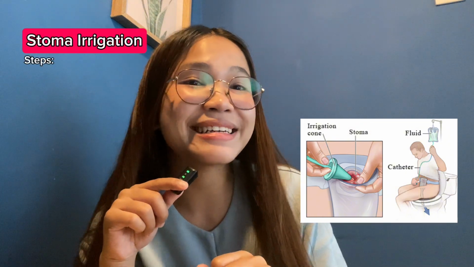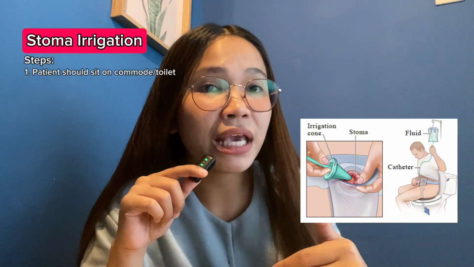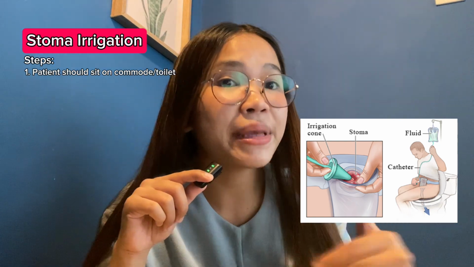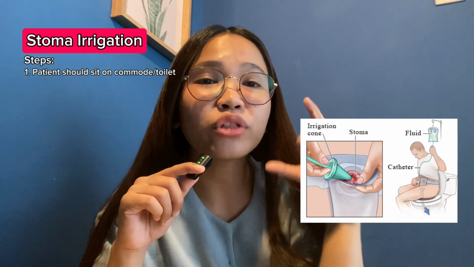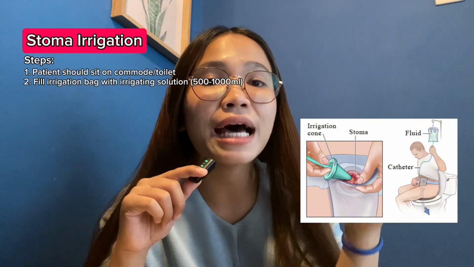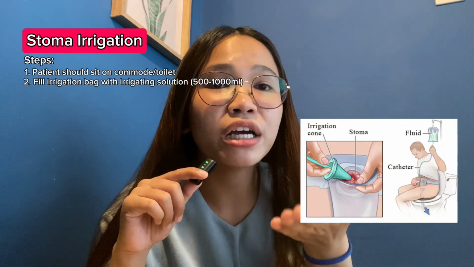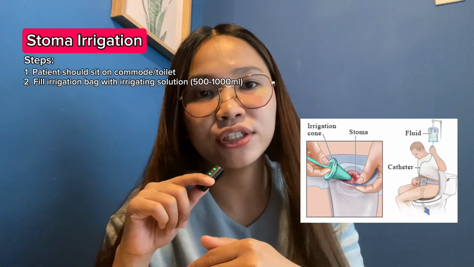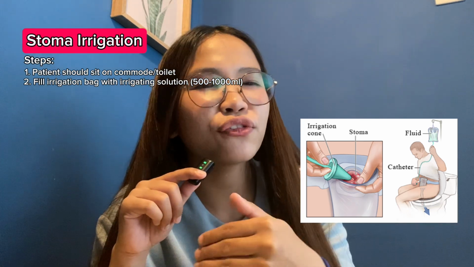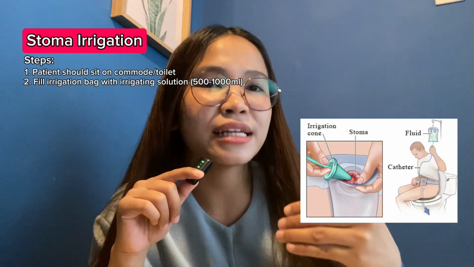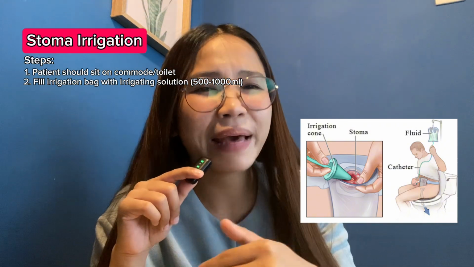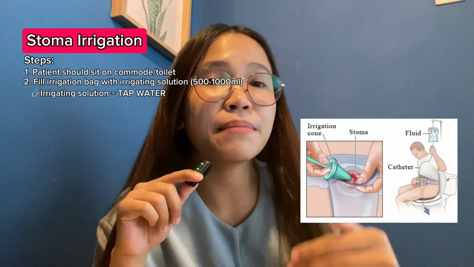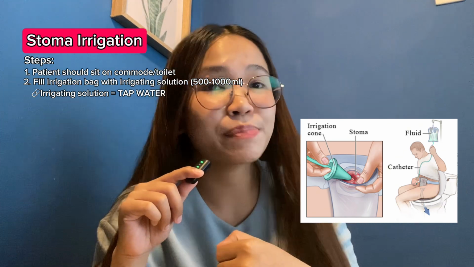So how do we do stoma irrigation? Una, paupuin mo ang patient sa bathroom commode or sa toilet para bang tatae lang din siya gamit ang anus niya. And then, meron tayong irrigation bag na pinupuno natin ng irrigating solution. 500 to 1,000 ml ang irrigating solution na ginagamit natin sa stoma irrigation. Now, when you're asked, what kind of fluid do we use as an irrigating solution in a stoma? The best answer is tap water. Tap water lang. Hindi tayo gumagamit ng plain normal saline solution or any special fluid.